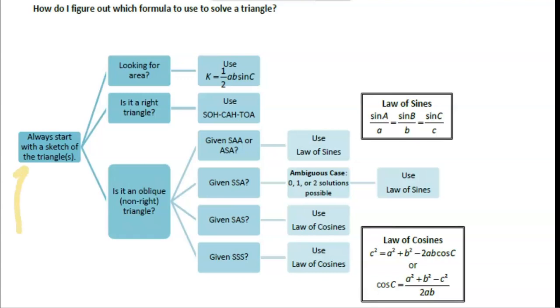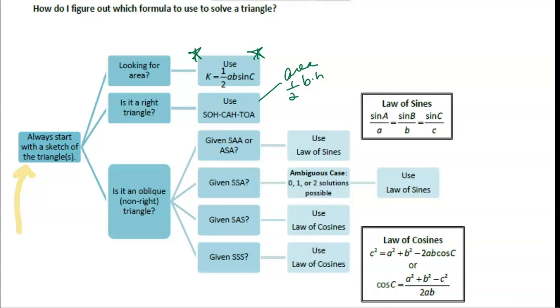So start over here. You always want to start with a sketch so you see what they're doing. So if they don't provide one for you, you should do one for yourself. If you're looking for area for any triangle, you now have this new rule. So make sure you know how to use that. If your triangle is a right triangle, then you can just use SOHCAHTOA for everything in terms of finding missing sides or missing angles. And in fact, for the area, if you want to, for a right angle, you can just use 1/2 base times height, and you can get the area that way.